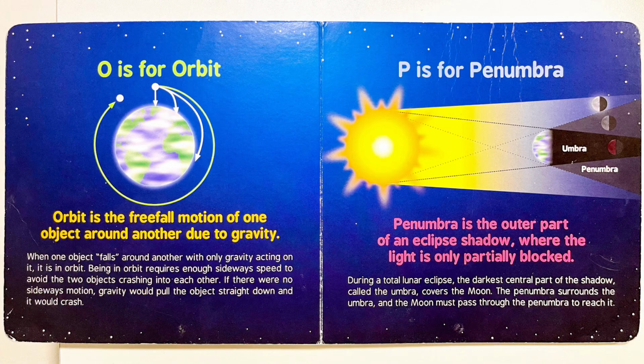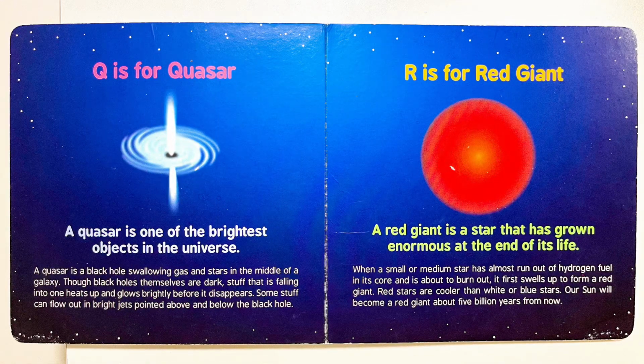O is for orbit. Orbit is a free fall motion of one object around another due to gravity. P is for penumbra. Penumbra is the outer part of an eclipse shadow where the light is only partially blocked. Q is for quasar. A quasar is one of the brightest objects in the universe.